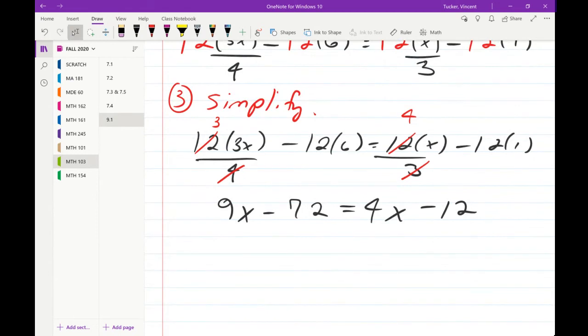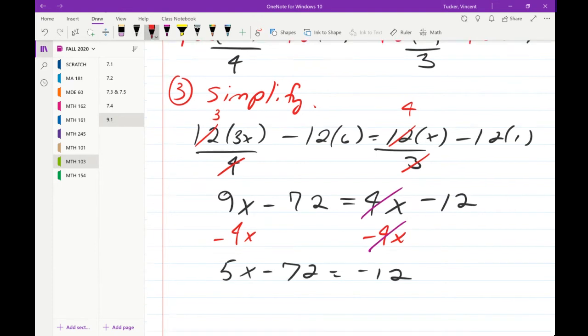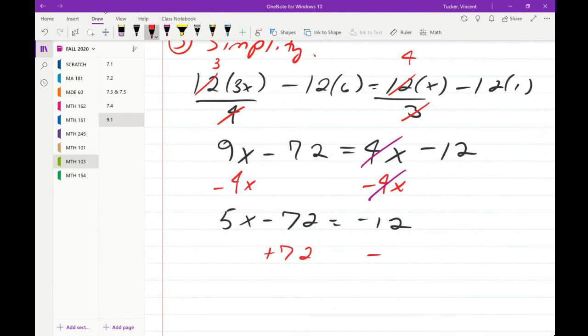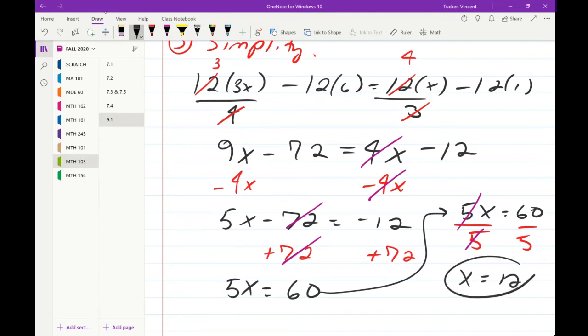All right, so now we'll take our x terms to one side, terms without x to the other, and minus 4x. 5x minus 72 equal to negative 12. Add 72. 5x equal to 60. And now we can finish it off by dividing by 5. X is equal to 12.